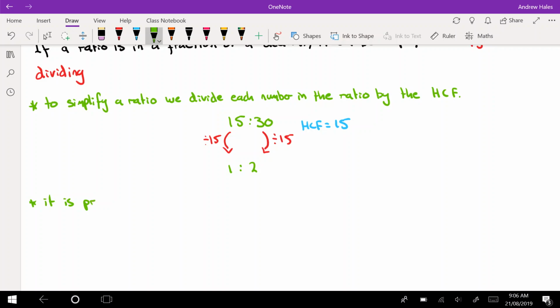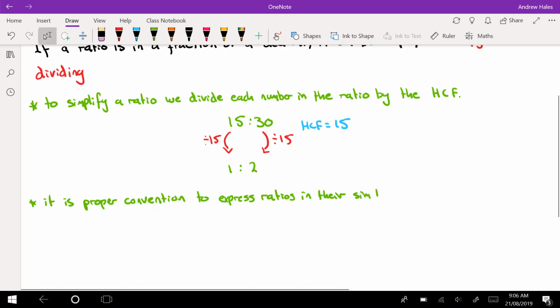It is proper convention, so it's usually accepted, to express ratios in their simplest form.